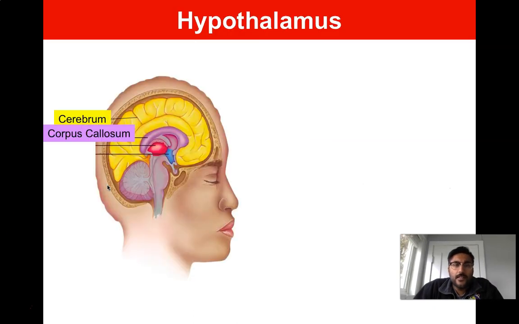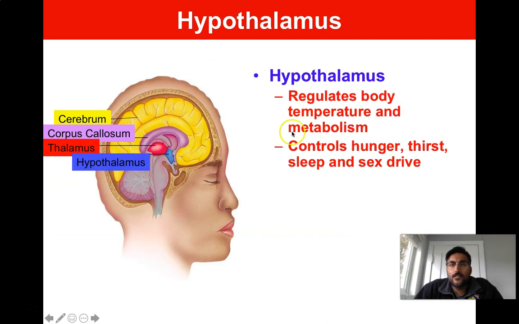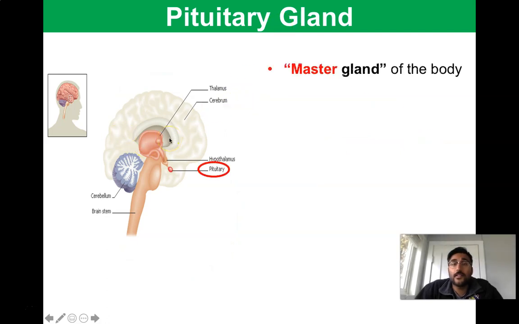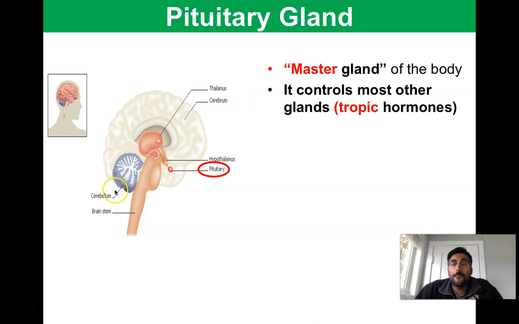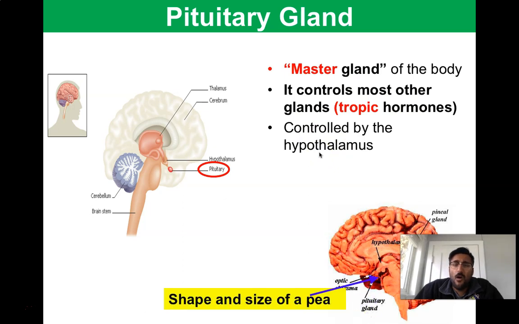The hypothalamus is designed to regulate body temperature and metabolism. It controls hunger, thirst, sleep, sex drive. The pituitary gland, we've already discussed this in great detail in our endocrine videos, and it's that master gland. It controls lots of other tropic hormones, and because it controls other glands in the body, it's controlled by that hypothalamus that we just had a section on. And it's really small, like the size of a pea.